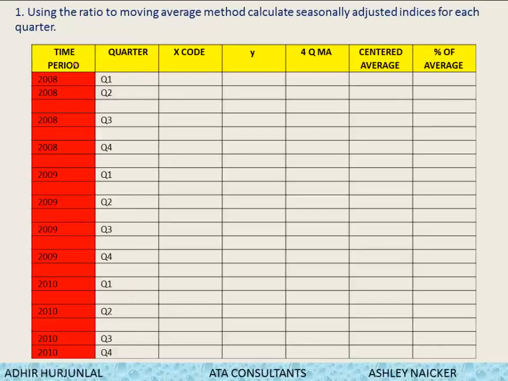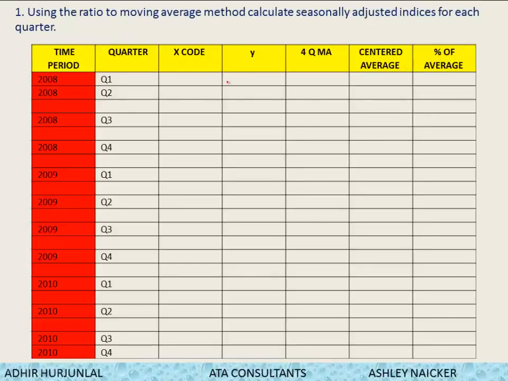At the top, my time period, the quarters. I have something called an X code. I will explain that later on. This is Y, which means the given information. 4QMA stands for the 4 quarter moving average. Then I have something called the centered average, and lastly, percentage of average. You need to understand and learn this off.